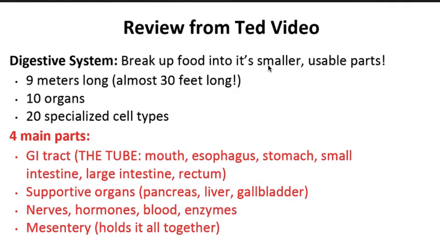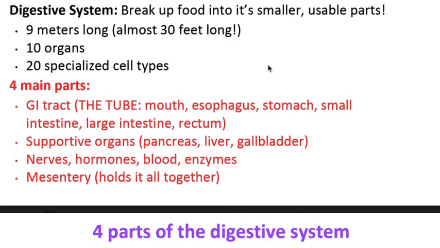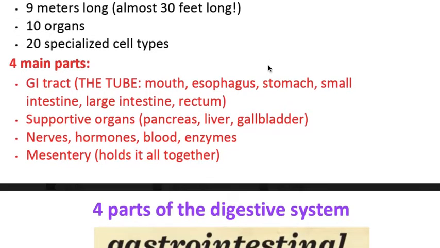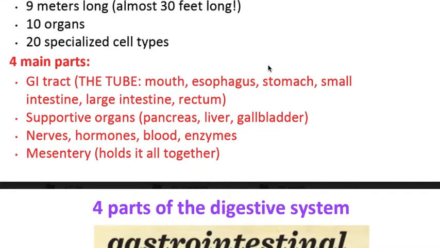Okay, if you're going to have a banana, your body needs to actually break it up into micro elements so that your bloodstream can take it up and bring it to your cells. There are four main parts to your digestive system. We've got your GI tract, which is just the tube. In terms of beginning, there's an entrance and there's an exit. So along the path is your mouth, esophagus, stomach, small intestine, large intestine, and then rectum.